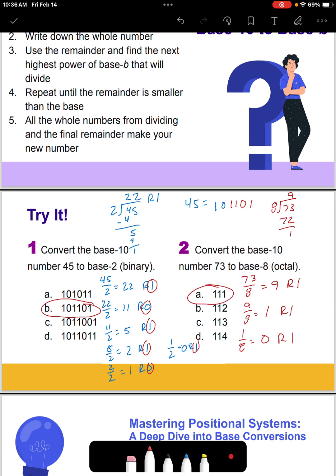So essentially what you do to convert is continuous division, and take it to the point where your numerator is smaller than your denominator and you're done. And then you look at the remainders to get your answers.